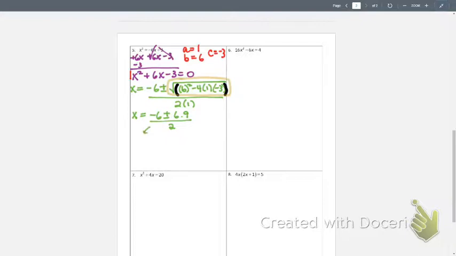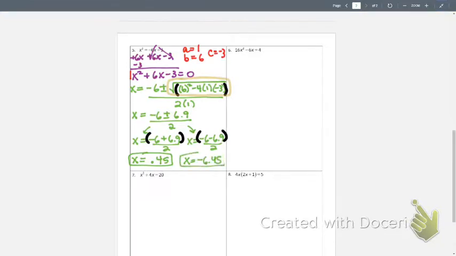Now we're going to have to break this up into 2 separate problems. And we get x equals negative 6 plus 6.9 divided by 2. And x equals negative 6 minus 6.9 divided by 2. And again, since we have to follow order of operations in math, when you type these into your calculator, you have to put the numerator in its own set of parentheses before you divide. If you've done this correctly, you should get x equals 0.45 for the first answer, and x equals negative 6.45 for the second answer. Remember, pause this video if you need to review the explanation.